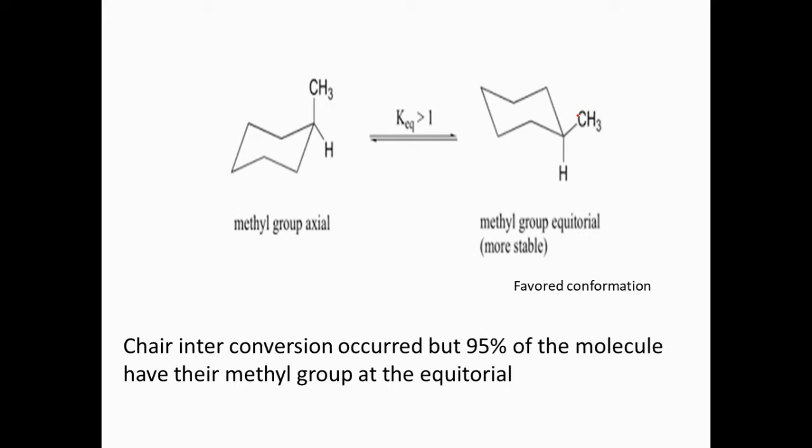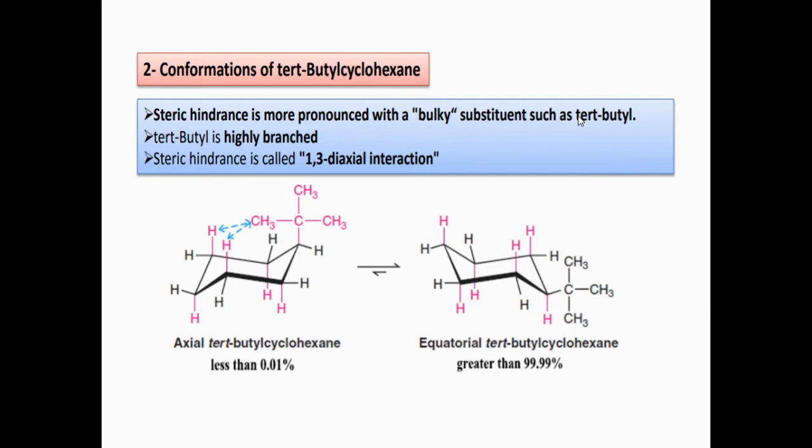But 95% of the molecules have their methyl group at the equatorial position. If 100 molecules are there, 95 molecules are with the methyl group equatorial. Only 5% of molecules have methyl at the axial position. Instead of a methyl group, if the substituent is a bulky group such as tertiary butyl, steric hindrance is more pronounced. So the 1,3-diaxial interaction in the case of a tertiary butyl substituent is higher compared to methyl, and the percentage of the axial form is less than that of methyl.